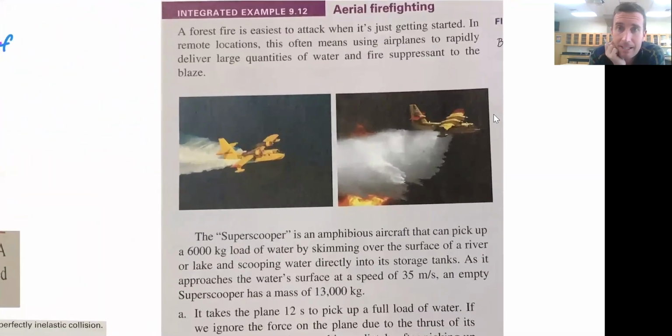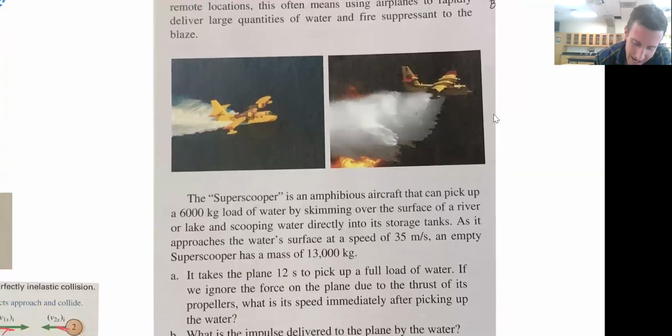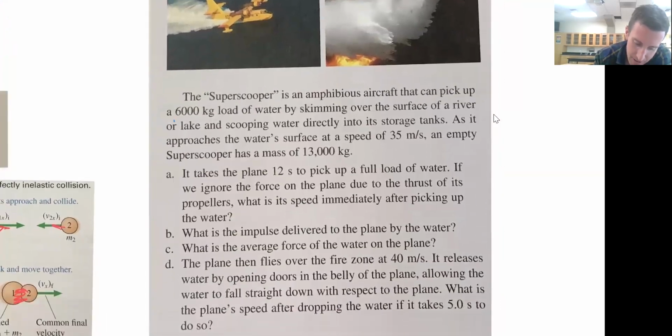Let's see. It's about aerial firefighting. How relevant? A forest fire is easiest to attack when it's just getting started. In remote locations, this often means using airplanes to rapidly deliver large quantities of water and fire suppressant to the blaze. Just as a side note, those pictures of the super big planes that drop the red fire retardant, super cool looking.